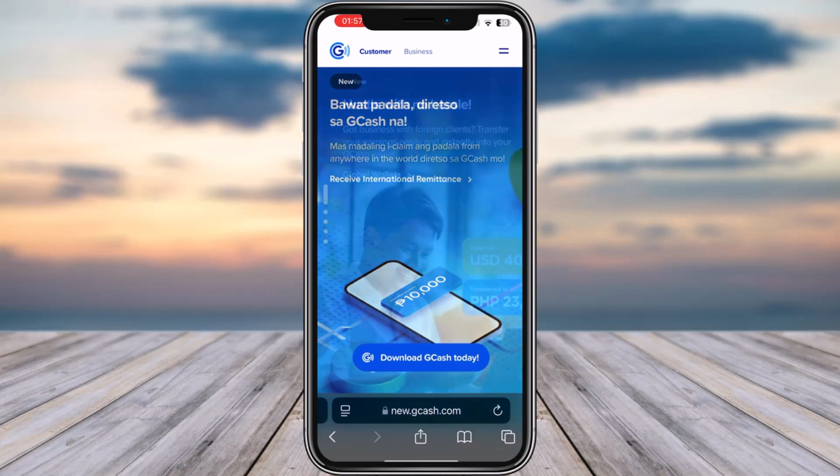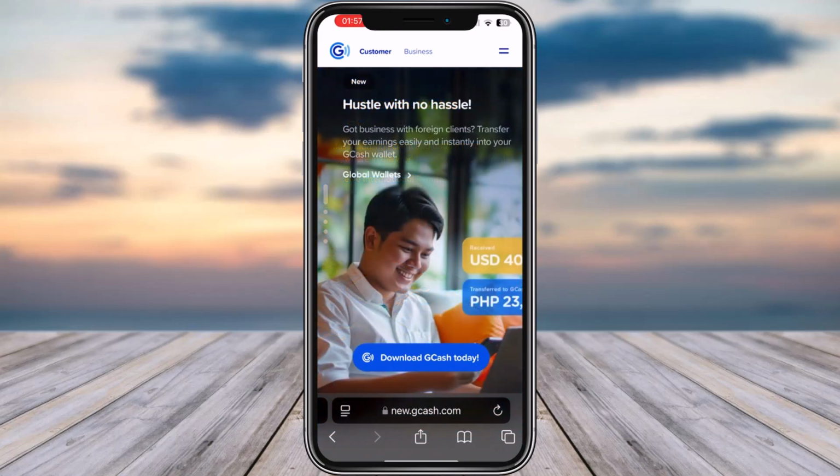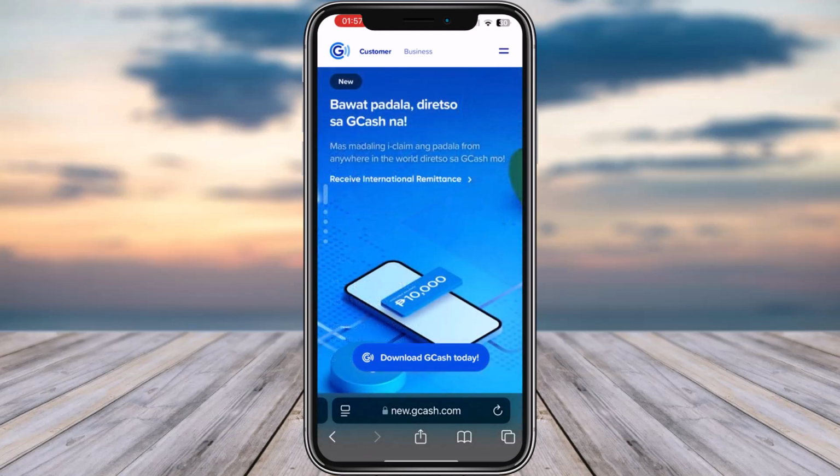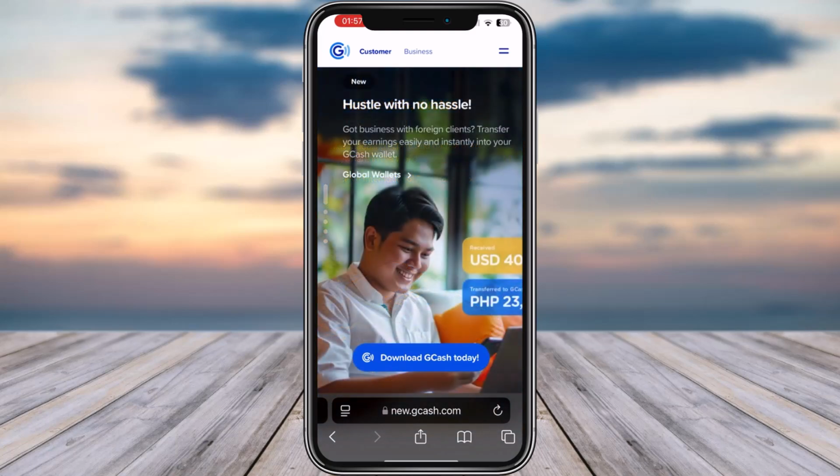Now here we go. First things first, if you have exceeded your GCash transaction limit, you can wait for it to reset. The daily limit resets the next day, so you can do the transactions again the next day.